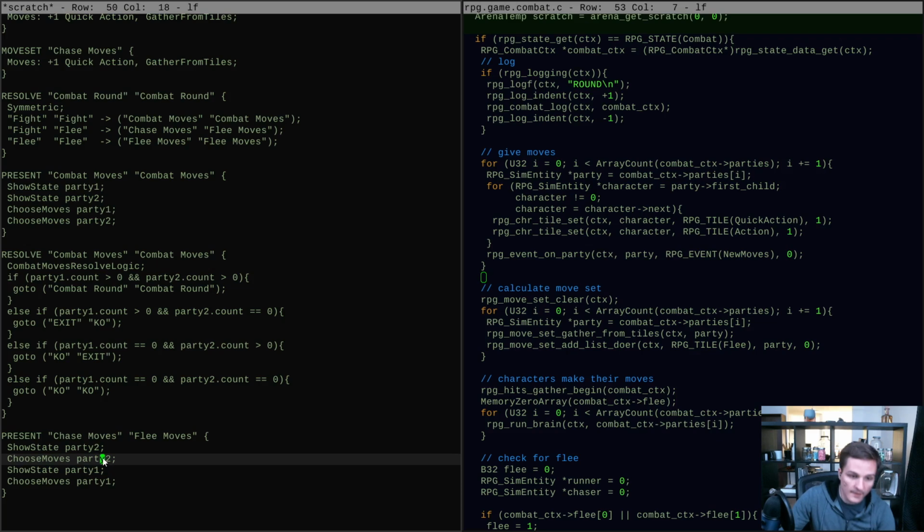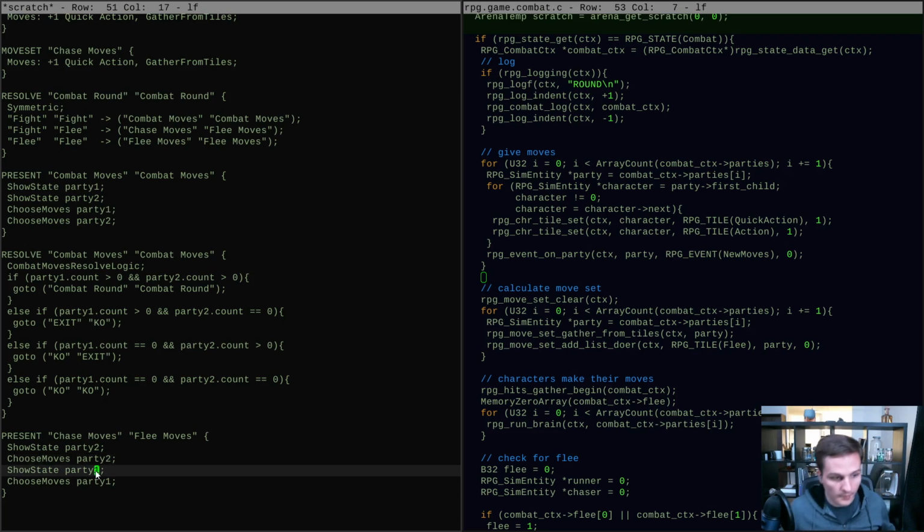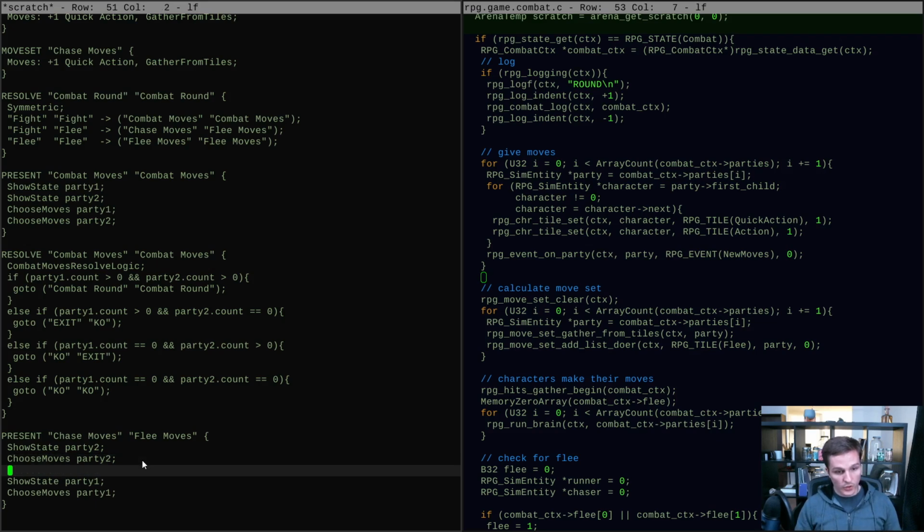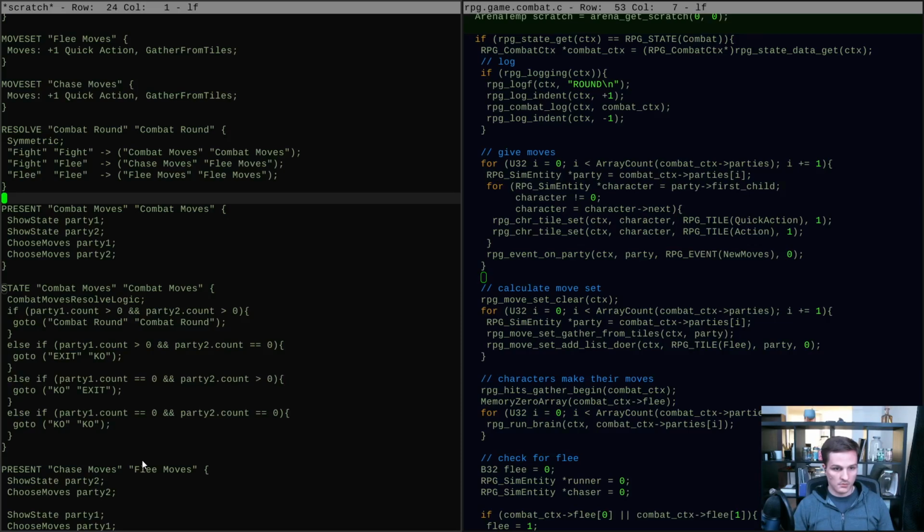So for now, I'm just relying on the idea of a single global mutable state that is not in any way segmented. And so when this chooses moves, it's not even just choose moves. It's almost like, well, what if I just didn't think of these as resolves, but I thought of these as states?